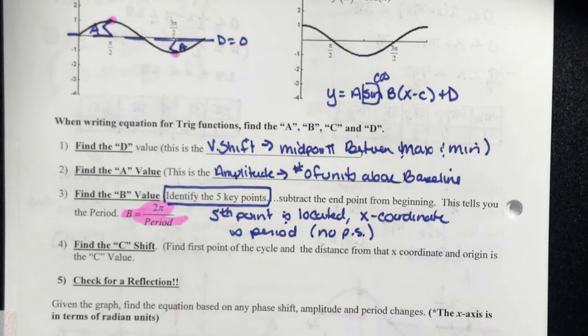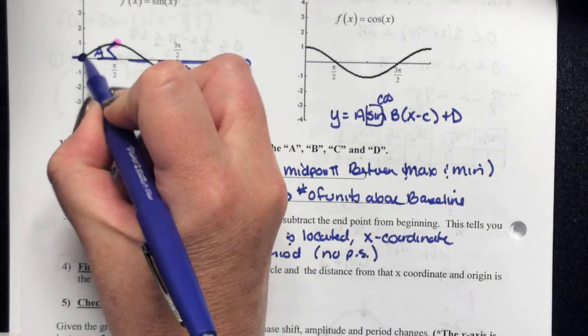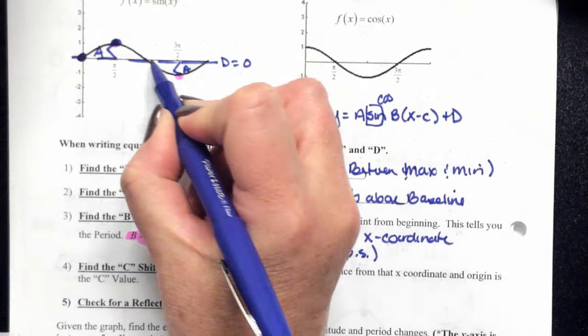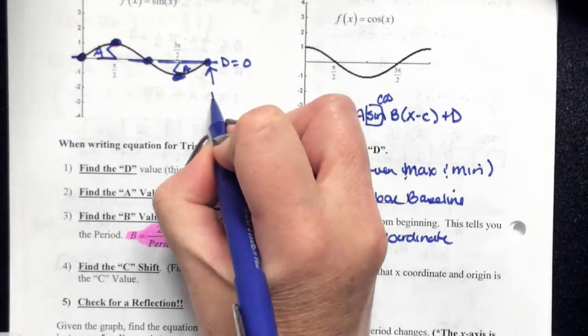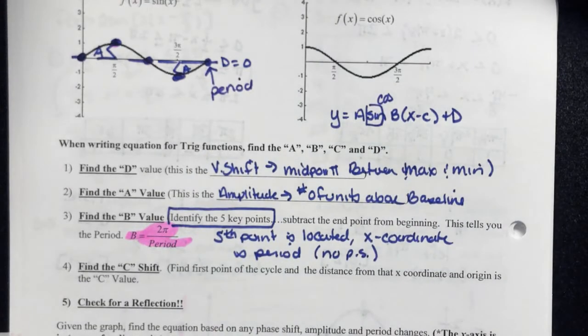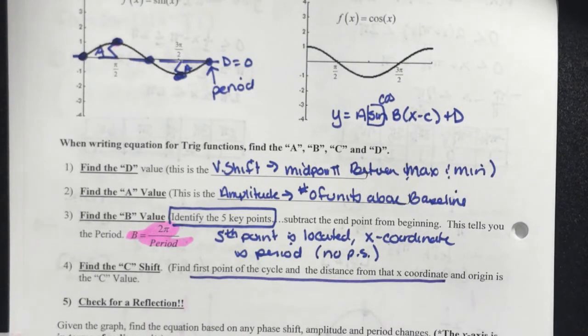So for example, right here, if you look at this particular graph, identify your 5 key points: baseline, maximum, baseline, minimum, baseline. Whatever the x-coordinate right here is will tell you the period, which would be 2 pi because this is the parent function. All right? And then the C value is the phase shift. That's going to be the first point of the cycle and its distance from the x-coordinate. And then again, you always want to check for reflection.